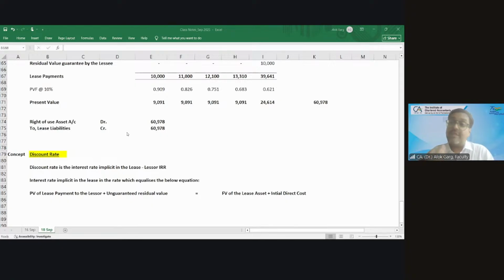The lessee will know their own incremental borrowing rate. If I take an asset on a loan for 5 years, what borrowing rate will the bank charge me? What interest rate will the bank charge me? Of course, the lessee can take a quotation also.